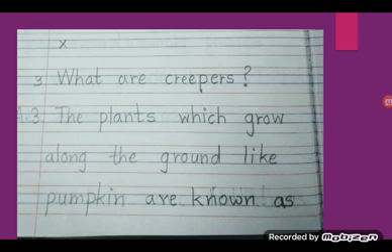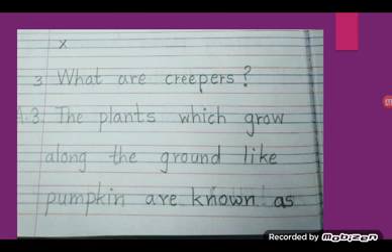I will not repeat every time. Okay. Now answer 3. What is the answer? The plants which grow along the ground like pumpkin are known as. Now the last word I can write below, but it is not good. We cannot write it below that line because it is the end of the page. So we should go to the next line.